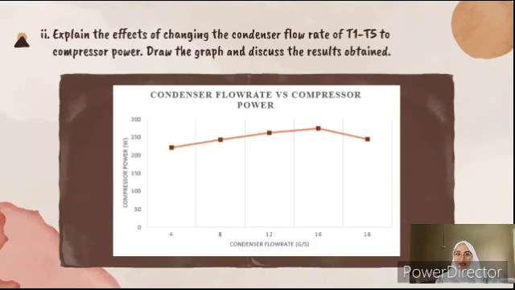Next, we move on to the next discussion where we need to explain the effects of changing the flow rate of T1 to T5 on compressor power. From the graph, we can see that the highest compressor power recorded at the condenser flow rate is at 16 gram per second and the lowest is at 4 gram per second. So from this graph, we could conclude that the compressor power will increase as the condenser flow rate increases.